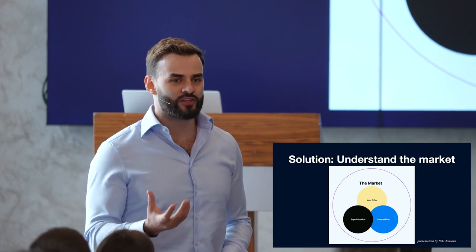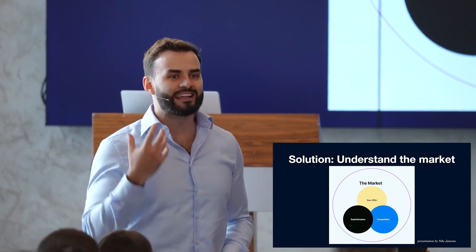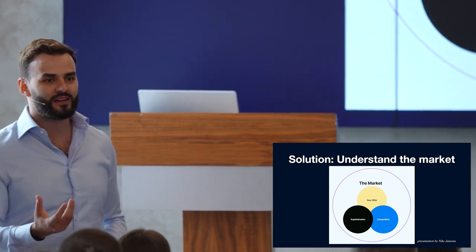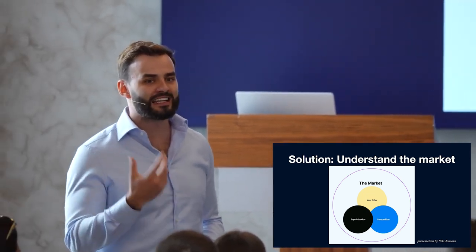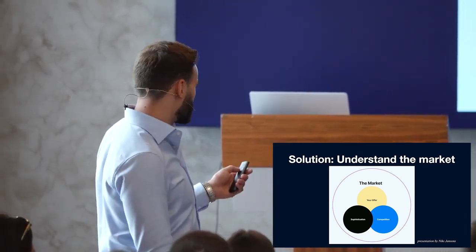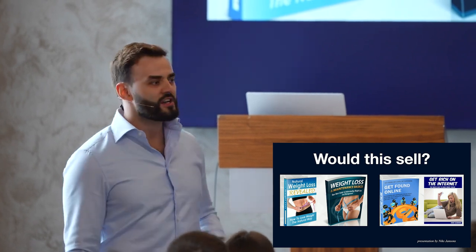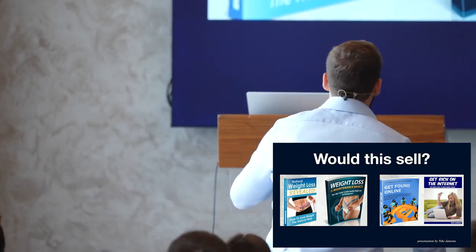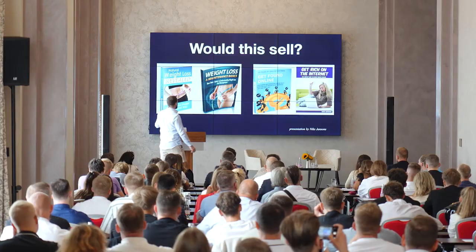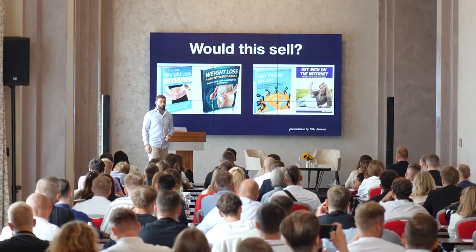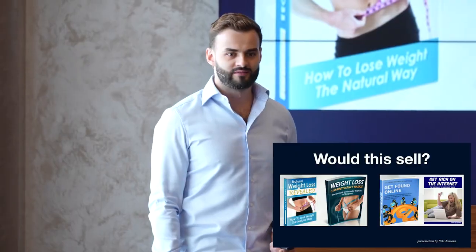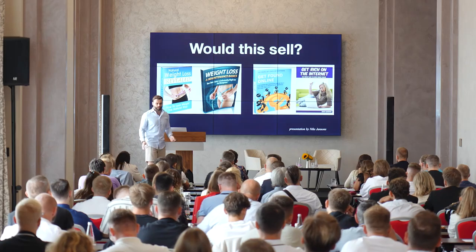What is a sophistication of the market? It is what kind of claims has the market seen so far, right? The market has seen claims. I'm going to give you an example just like this one so you understand. So this is a claim. The claim is, natural weight loss revealed. How to lose weight the natural way. What do you think? This would work or would not work? What do you think? This would not work.